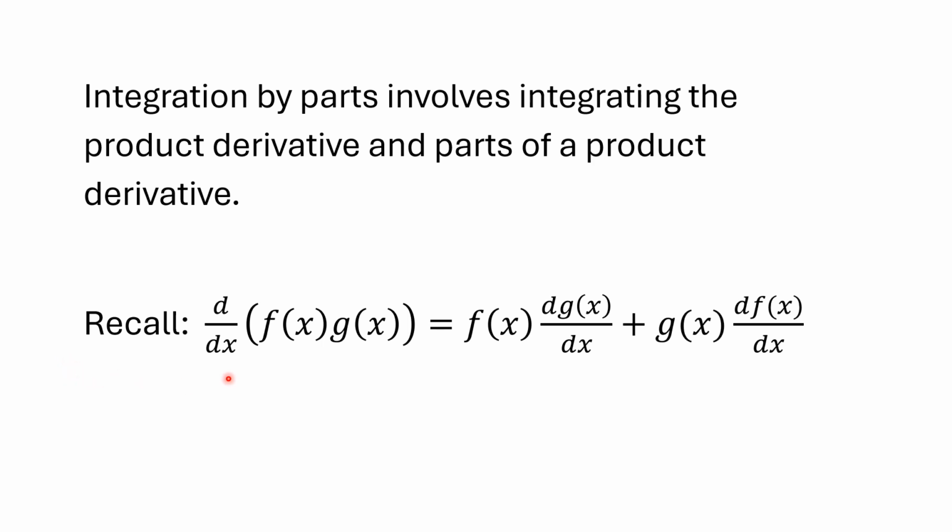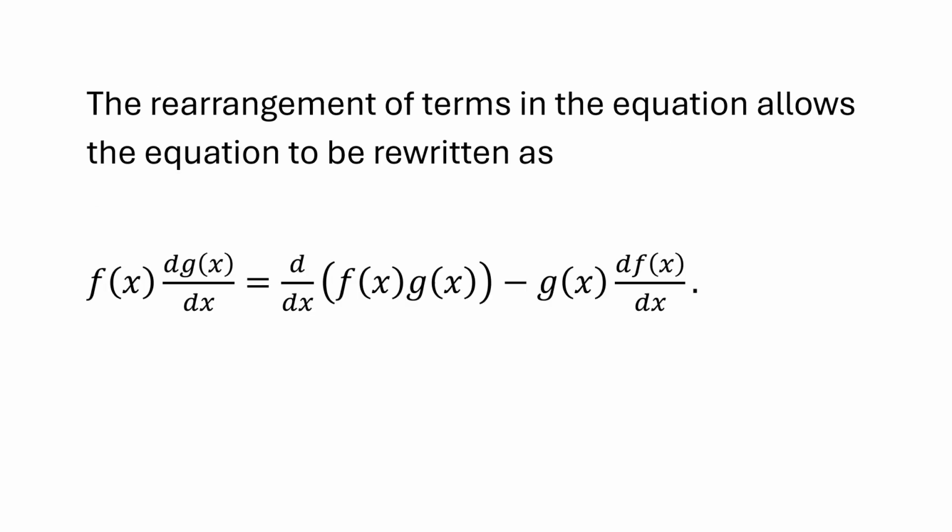So let's recall that the derivative of a product is the first function times the derivative of the second, plus the second function times the derivative of the first. It's always very important to understand where and why what we're doing comes from and works. So we're going to rearrange the terms of the original equation, and we're going to write f times the derivative of g with respect to x is the derivative of the product minus g times the derivative of f with respect to x. So that's just simply subtracting this term, g of x, df of x, dx from both sides.